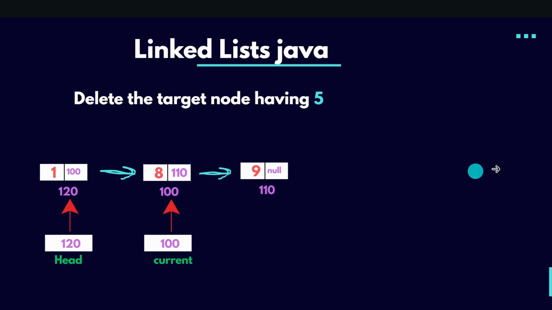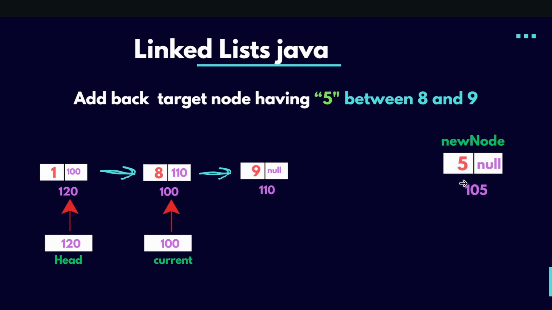Again, if I come to the slides, one more thing that I want to discuss is if you want to add something in between. So the last thing for the linked list is, what if you want to add back this 5? We have deleted this 5 in between here. So you want to add it between 8 and 9 again.